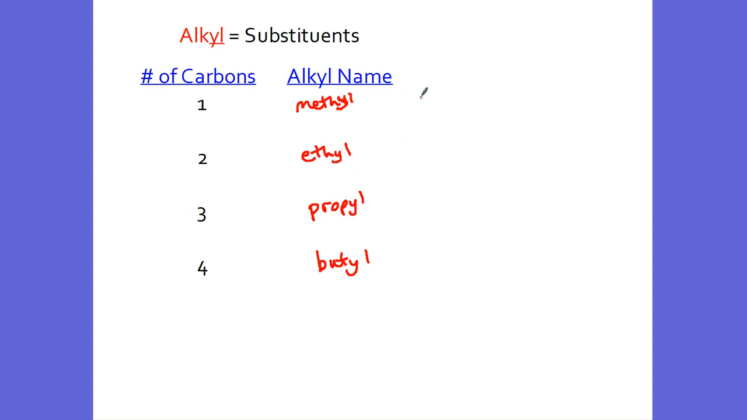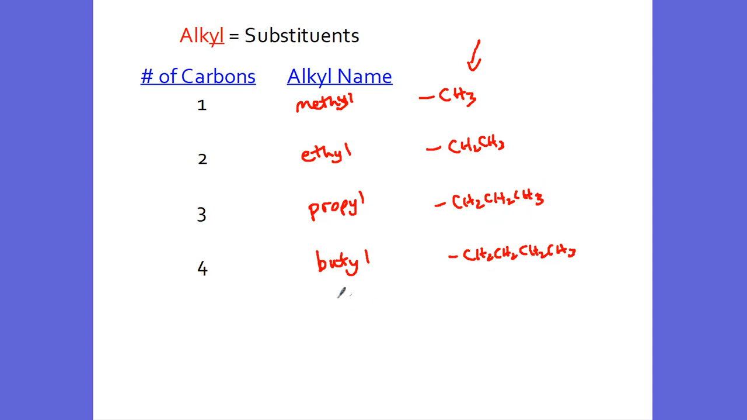Okay, so methyl means I have a CH3 group coming off some carbon. Ethyl group means I have a CH2CH3 coming off. Propyl means I have a CH2CH2CH3 coming off. Butyl means I have a CH2CH2CH2CH3 coming off, and you can see so on and so forth. So this would be your substituent coming off your parent chain.